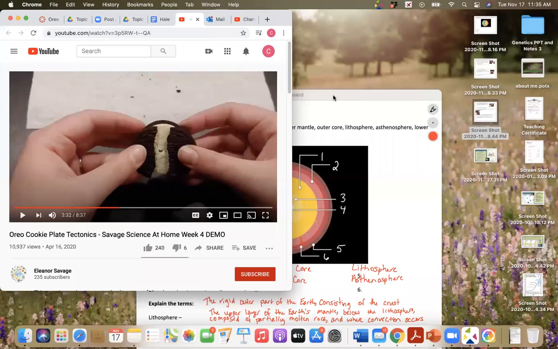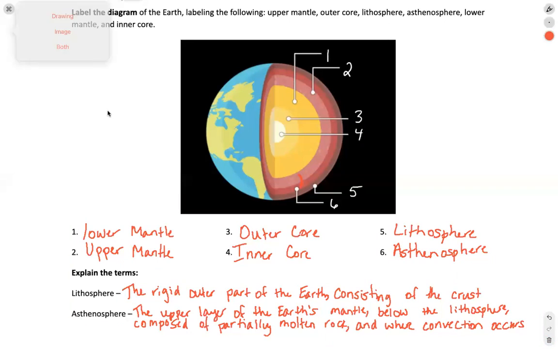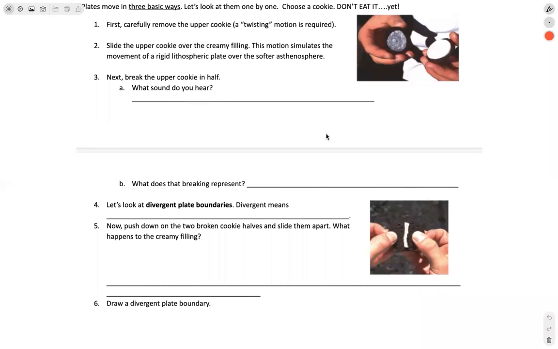We'll go back to the worksheet. Okay. So 1 is when she took the top cookie off, moving to 3. When she broke the upper cookie in half, what sound did you hear? It was really like a snap or crunch sound when she broke that top cookie. And then what does the breaking represent? Remember that the top cookie represented the lithosphere, so the crust, the outer portion of the earth. And that lithosphere, when it was broken, formed our plates. So it's the breaking of plates.